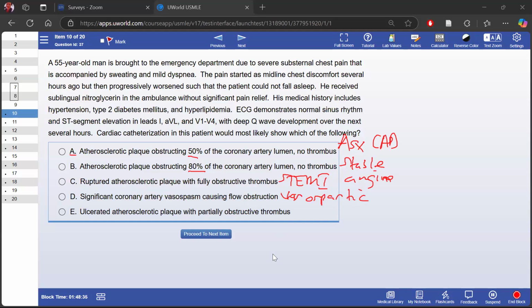Option E will be what? Ulcerated plaque as well, but this is a partial occlusion, a partially obstructive thrombus. There's an ulcerated plaque causing partial occlusion, it's not 100% yet. Option E will be what? It's going to be unstable angina or what? Unstable angina or it could be NSTEMI. Yes, unstable angina or NSTEMI.